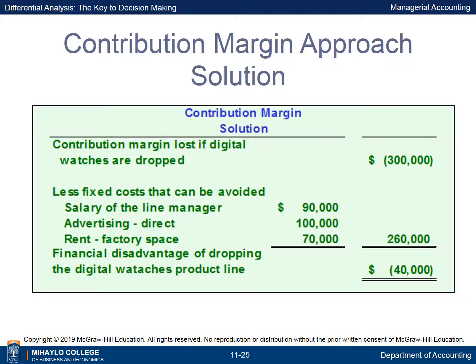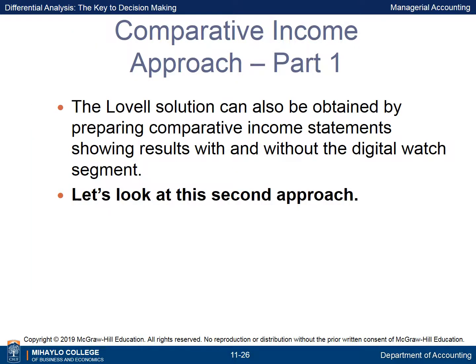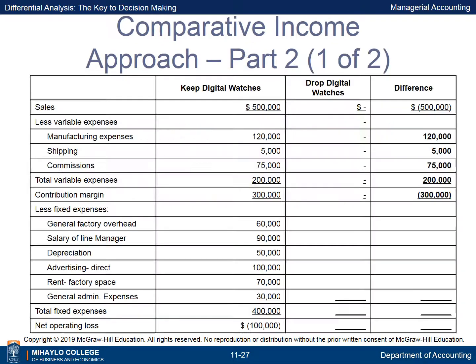A contribution margin approach solution shows that the contribution margin lost of $300,000 exceeds the fixed costs that can be avoided, $260,000. Therefore, the financial disadvantage of dropping the digital watches product line is $40,000. The Lovell solution can also be obtained by preparing comparative income statements showing results with and without the digital watch segment. Let's look at this second approach. These income statements show that if the digital watch line is dropped, the company loses $300,000 in contribution margin.